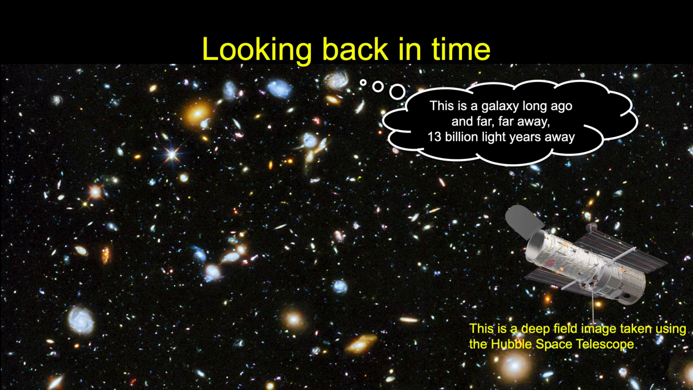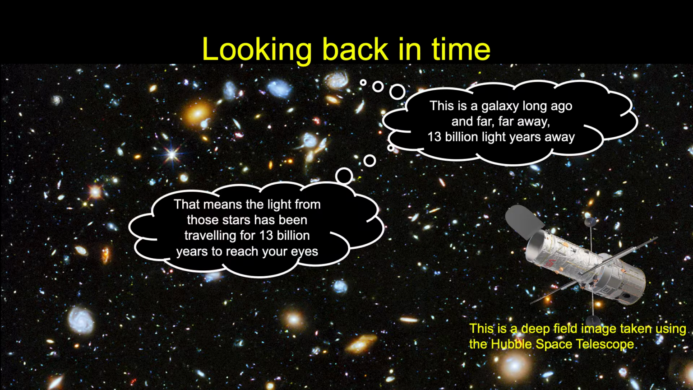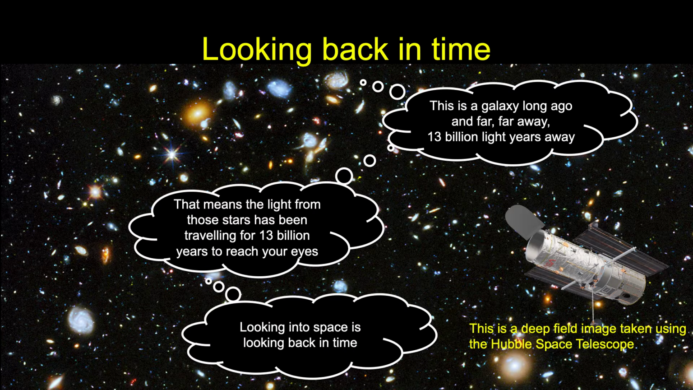In other words, the light from those galaxies has been traveling through space for 13 billion years until it reaches your eye. So the light that's coming to you is light that travelled away from events that happened in the very distant past. 13 billion years is a substantial proportion of the total age of the universe. So when you're looking up into space, really you're looking back in time.